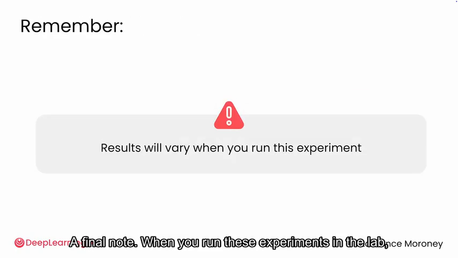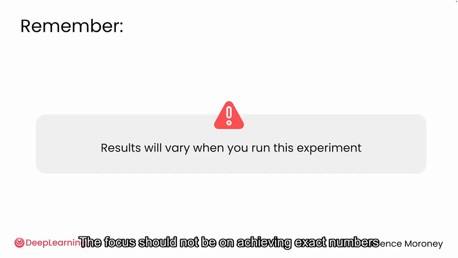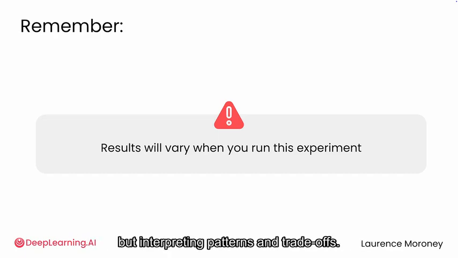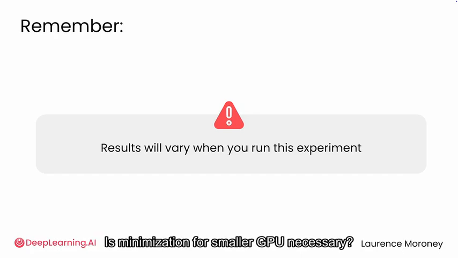A final note: when you run these experiments in the lab, if your experimental results differ, that's normal. Lab code runs in a shared cloud infrastructure, which introduces variability in timing and resources. The focus should not be on achieving exact numbers, but interpreting patterns and trade-offs. As always, the optimal setup depends on your constraints and goals. Is minimization for smaller GPU necessary, or is achieving peak accuracy important? One-size-fits-all solutions are rare, so experimentation and profiling are crucial.